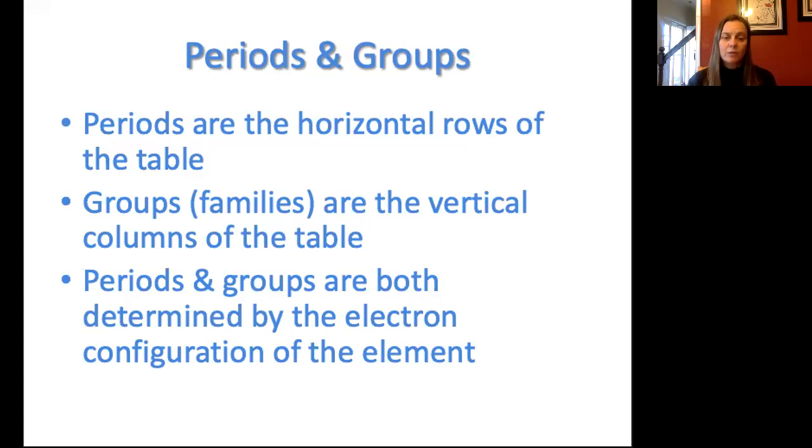And periods are those horizontal rows on the table, and the groups or families are the vertical columns on the table. And both the periods and the groups you've come to understand as we've talked about orbitals and energy levels and suborbitals. We're coming to understand that the periods and the groups are both determined by that electron configuration of the element. So the period is determined by the overall energy level of the valence electrons, those outermost electrons. And the group is determined by the orbital that is being filled.